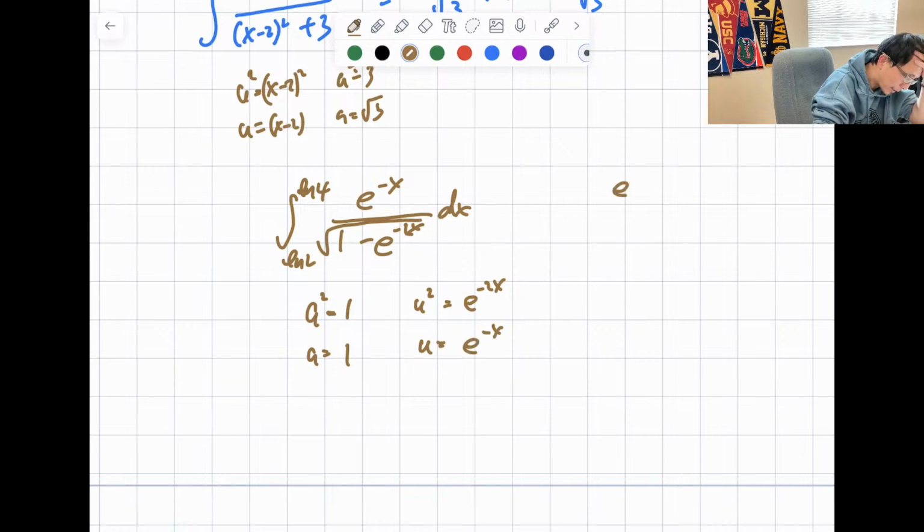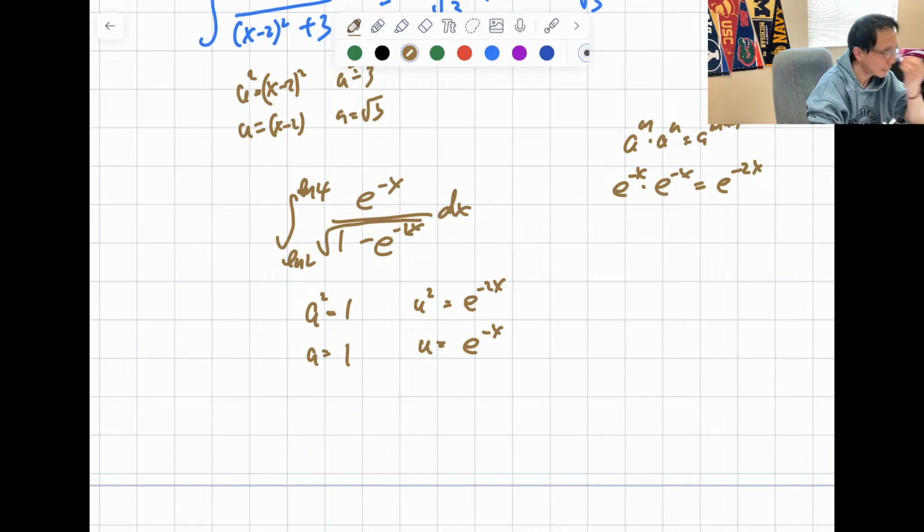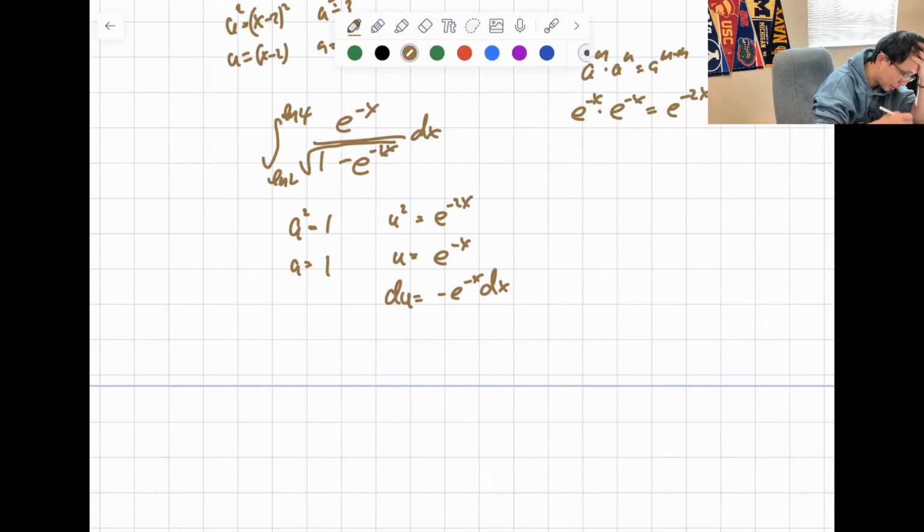Why is that? e to the negative x times e to the negative x is like a to the m times a to the n equals a to the m plus n. So that means e to the 2x. Does that make sense? So if you square root, it's going to be e to the x. Now, what is du? Always remember taking the du. Now I have to change your boundary as well.